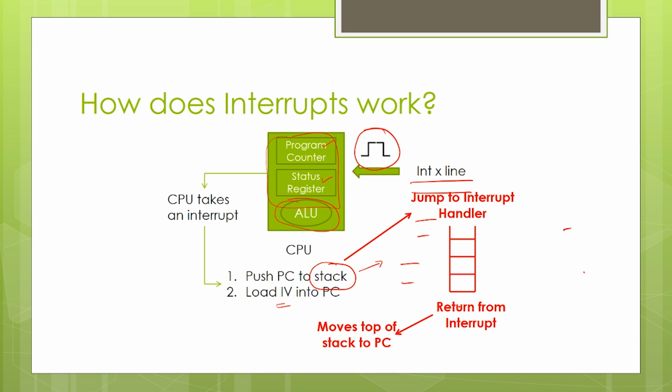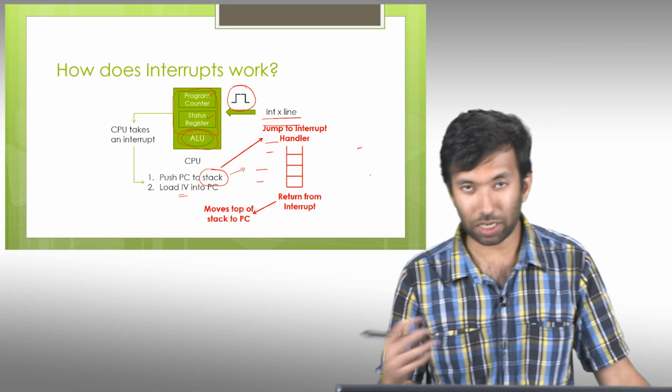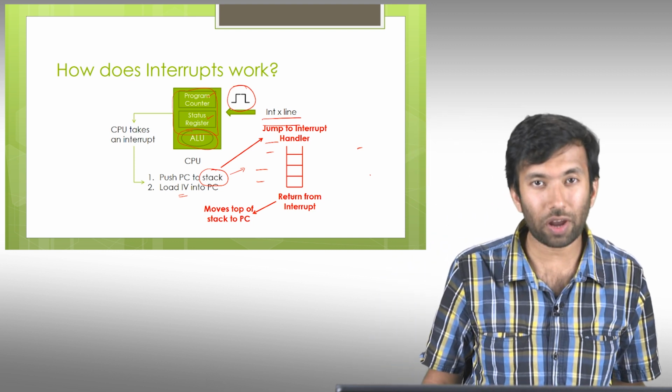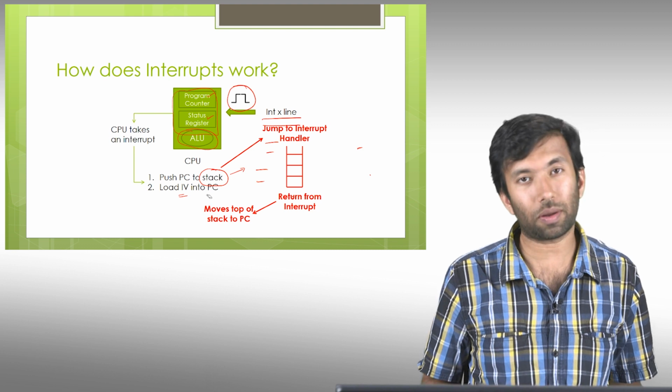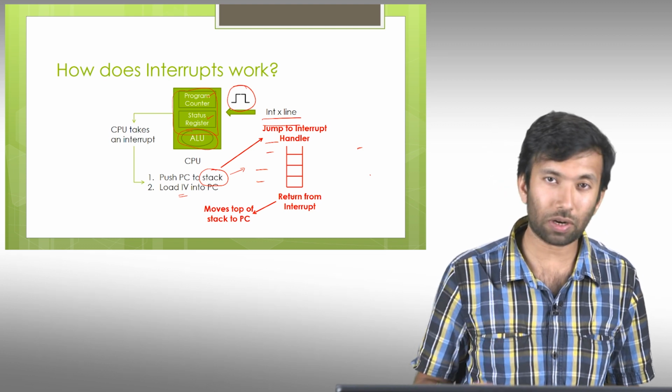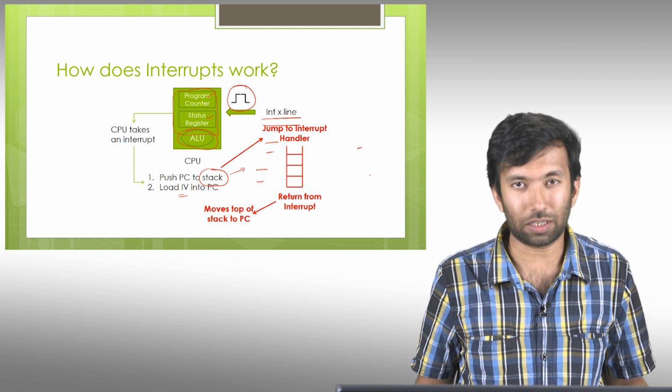Now, once you have the address, that interrupt vector is loaded into the program counter. Now, remember, the program counter has the address of the next line of code that you will run. So, if you load the address of the interrupt vector into the program counter, then that means the next program that we will run is the interrupt handler or the ISR.